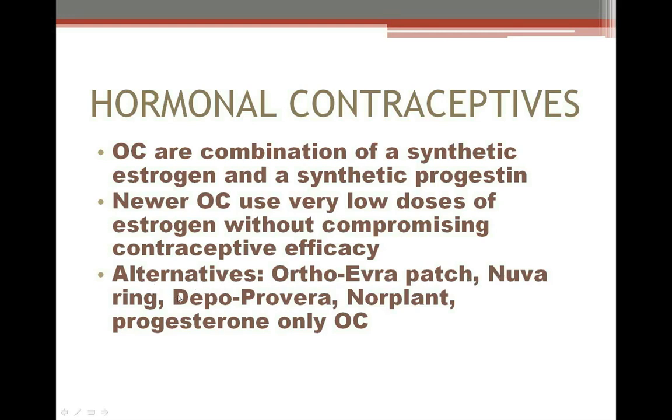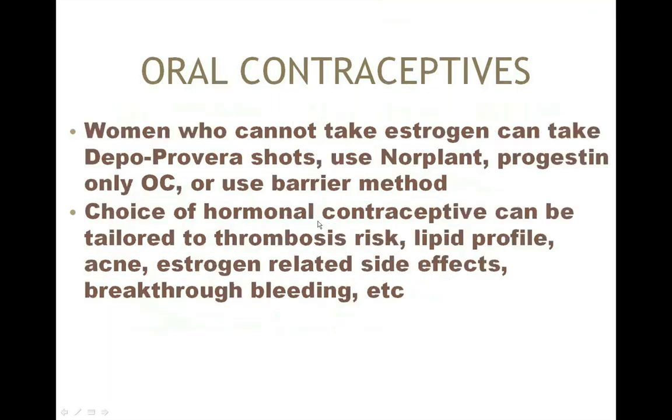And for those who can't tolerate the oral contraceptive pills, estrogen and progestin can be given by a patch, by what's called the NuvaRing. It's a vaginal ring. You can give Depo-Provera, which is a shot of progesterone only. They can use Norplant, which is an implanted progesterone source that lasts about 3 years. Or you can take a progesterone-only birth control pill.